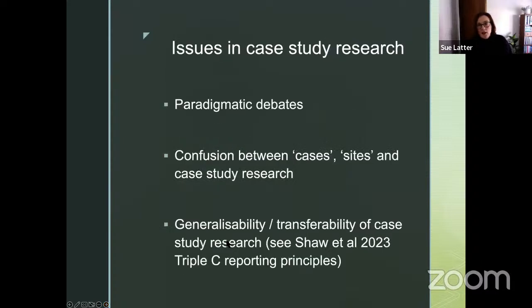This is the last slide. So, issues in case study research. There have been, perhaps they're not quite so challenging now, paradigmatic debates about, if you choose case study research, are you going to take a positivist or interpretivist approach? I think now we probably feel more comfortable with it depends on what you're interested in. It depends on your own philosophical or epistemological position, but as long as you justify that, I think maybe that paradigmatic debate has abated somewhat.